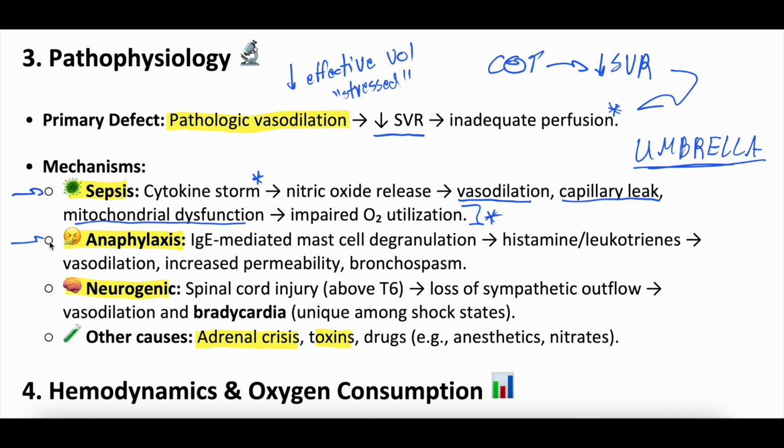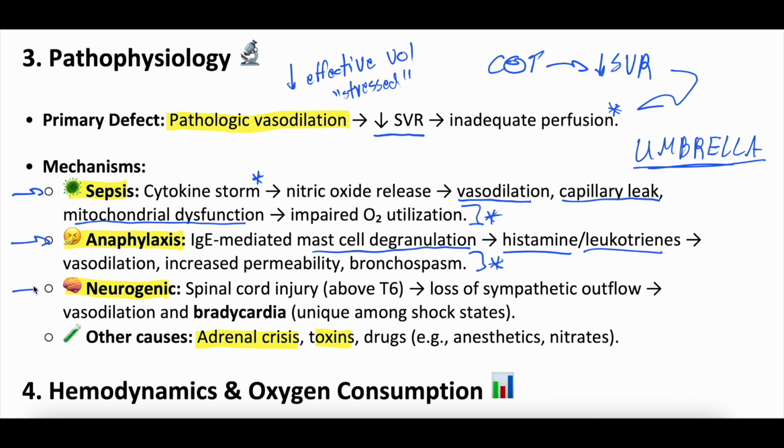Whereas an anaphylactic distributive shock, this is usually IgE, immunoglobulin E mediated. Your mast cells degranulate, and that releases histamine and leukotrienes, and that leads to vasodilation and increased capillary permeability, and you get other things like bronchospasm and swelling. So that is anaphylactic distributive shock, which behaves differently than septic distributive shock.